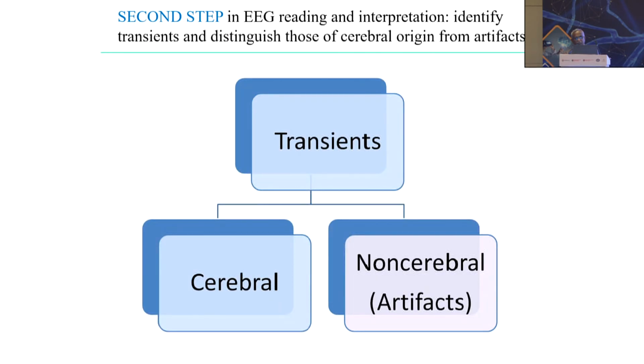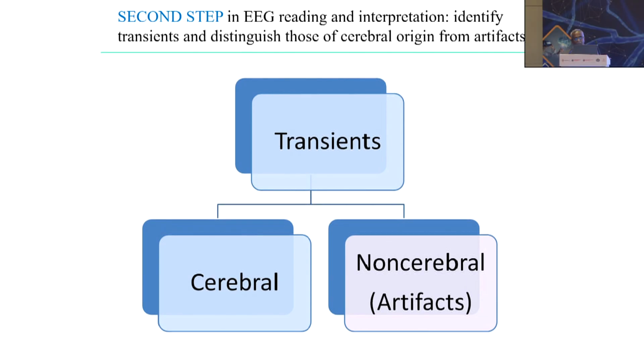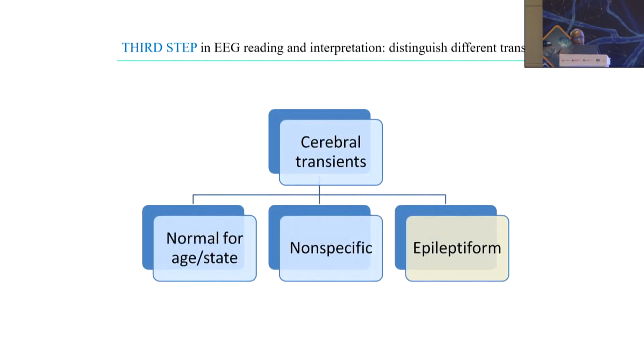And we also discussed that the second step is identifying the transients. A transient is any kind of waveform, which need not always be sharp, which is different from the rest of the background, standing up against the background. More often these are artifacts, but you have to identify this. You already had a session on artifacts. You have to conclude whether it is originating from the brain, the cerebral transients, which are the ones we are interested in.